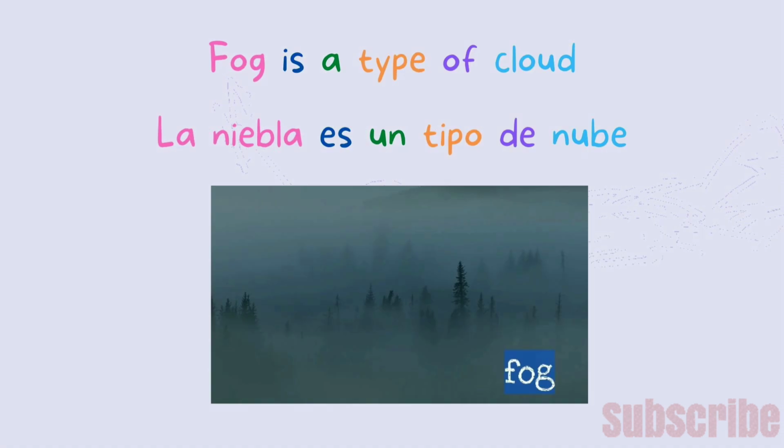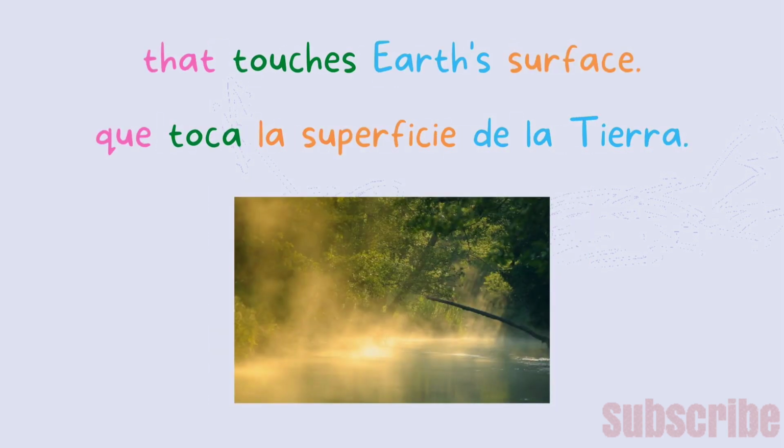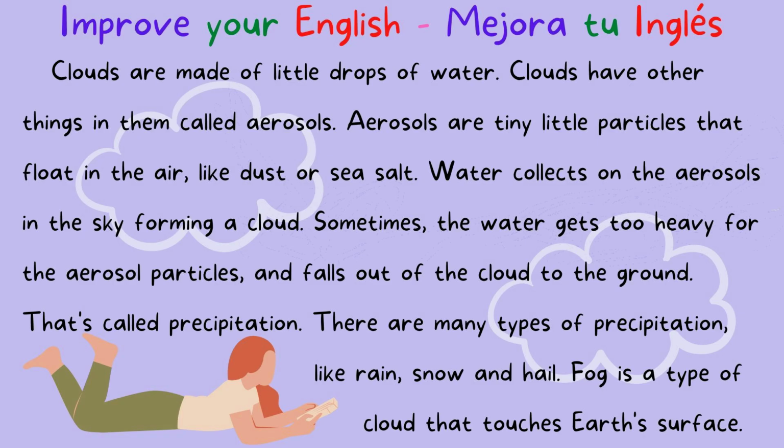Fog is a type of cloud that touches Earth's surface. Clouds are made of little drops of water.